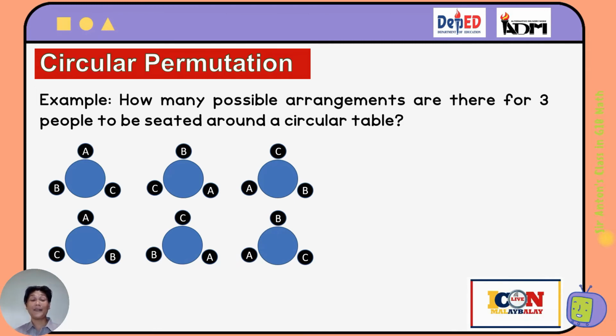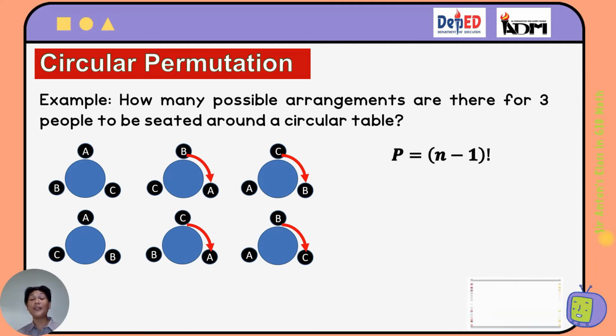Take note that for the first line, the arrangement of our first figure is just rotated clockwise. The first figure for the second line is also just rotated clockwise. So there are only 2 possible arrangements if 3 people are seated around a circular table.